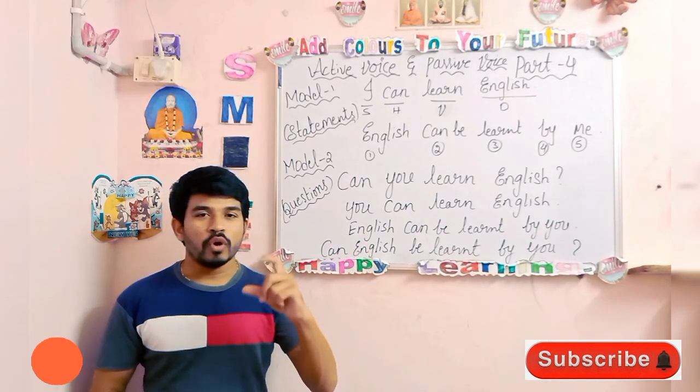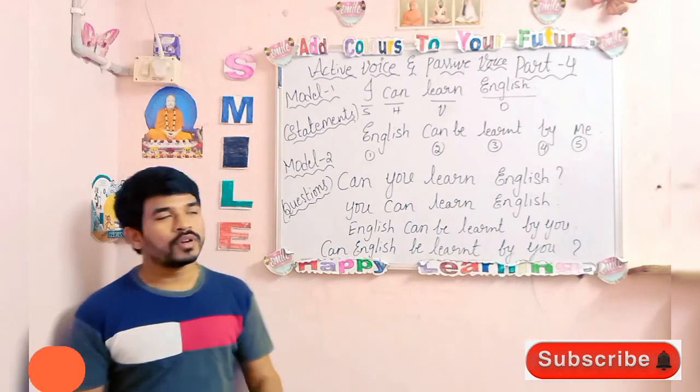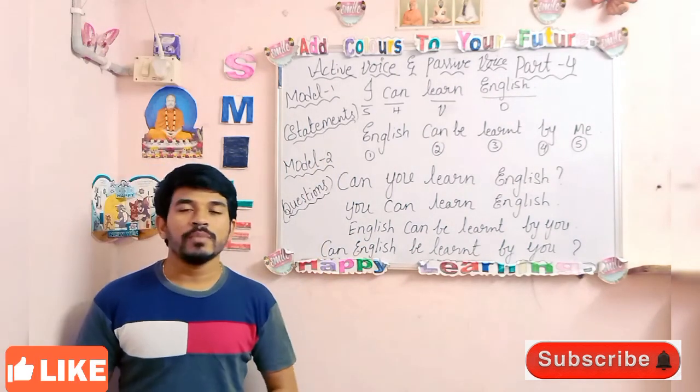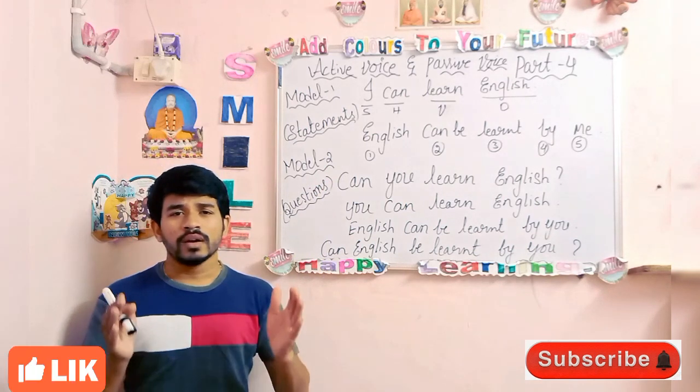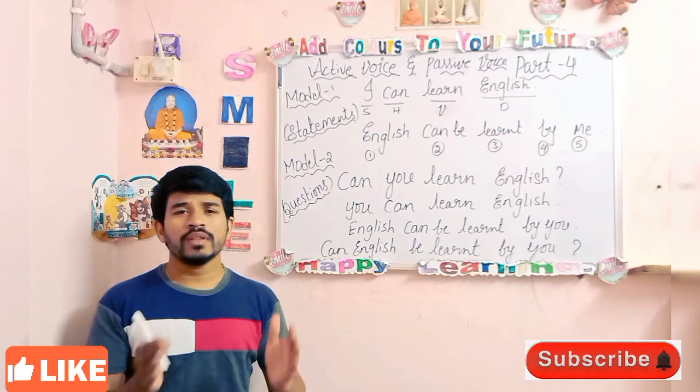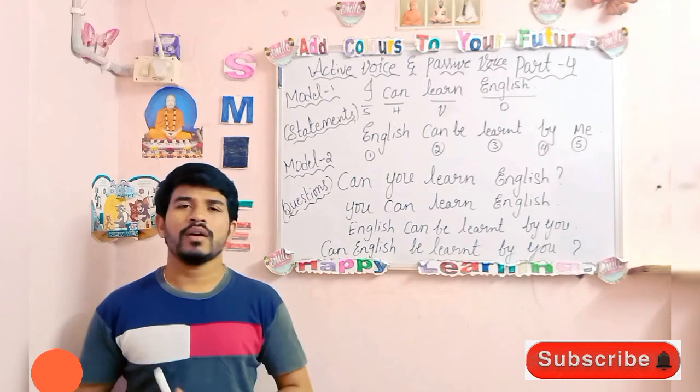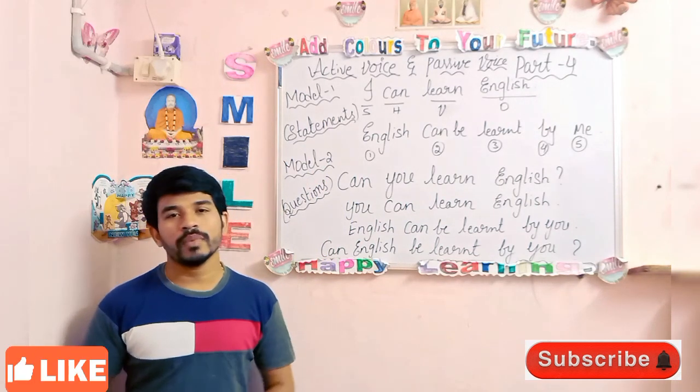First one, model 1. Model 1 is all about statements. Statements ante enti? Statements are nothing but if a sentence is started with a subject and ending with the full stop, then it is called a statement.